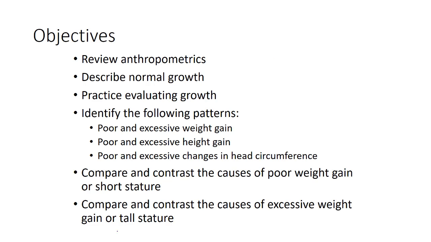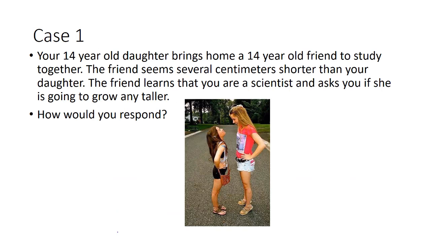Our objectives are to review anthropometrics, describe normal growth patterns, and practice evaluating growth patterns. We're also going to identify the following patterns: poor and excessive weight gain, poor and excessive height gain, and atypical changes in head circumference. And then we're going to look at the different causes of these findings.